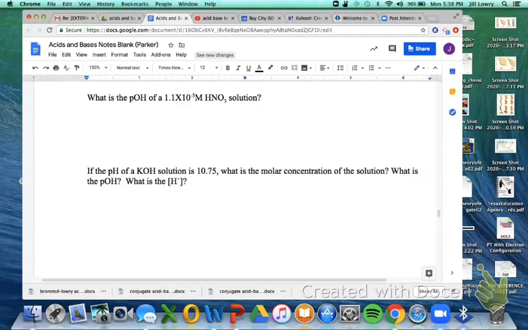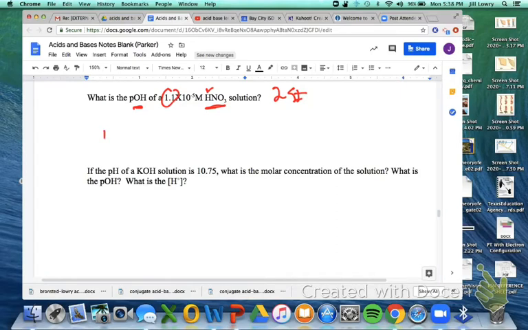So the next one says, what is the pOH of a 1.1 times 10 to the negative fifth molar nitric acid? It starts with a hydrogen, so that's an acid. The other thing I noticed is this is 2 sig figs. Now it wants a pOH. This is an acid, so I have to use this concentration to get the pH first, and then I can subtract that from 14. I can't go directly to the pOH because that's from a base and this is an acid.